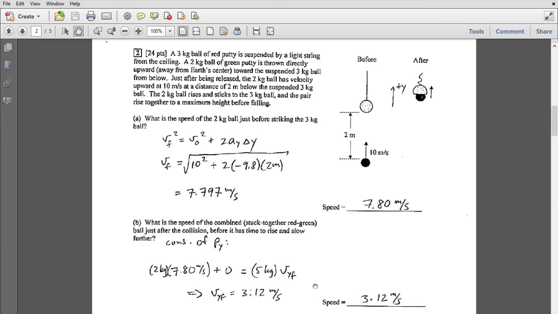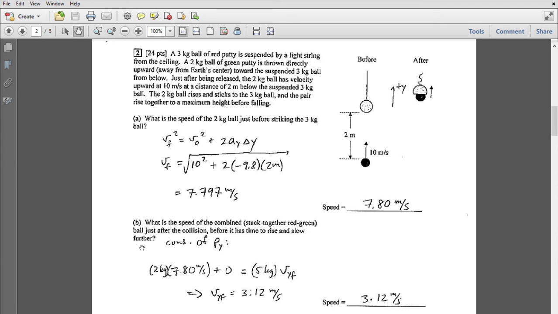So they stick together really quickly and they're moving with some speed just afterwards. We can use conservation of momentum because of the impulse approximation. Even though gravity's pulling down on them, it gives a very small impulse to the system from just before until just after the collision. It's a very quick collision. So momentum is conserved during that very short collision.